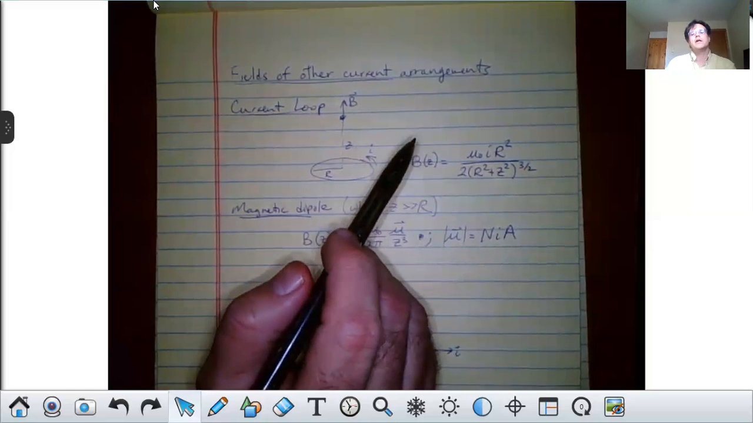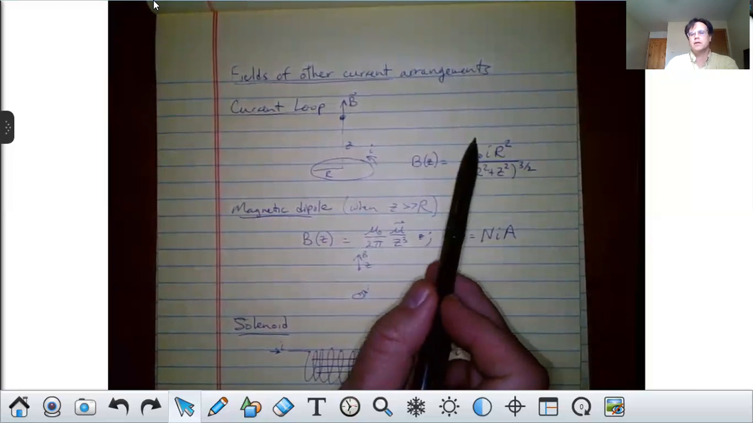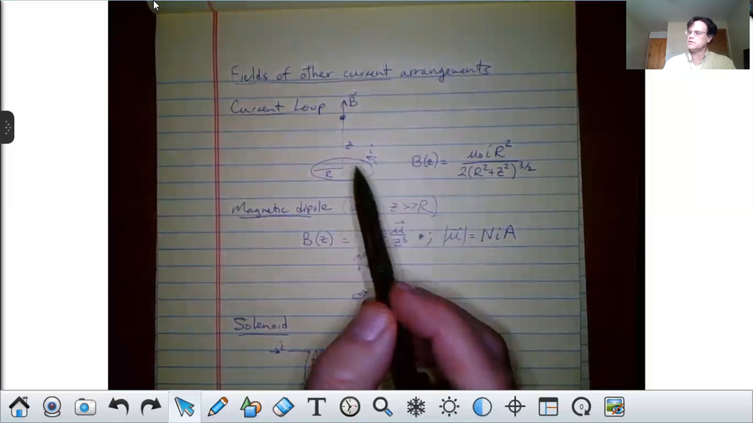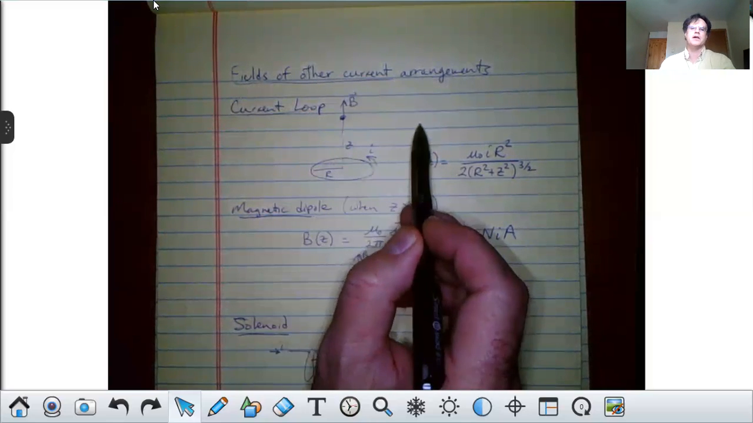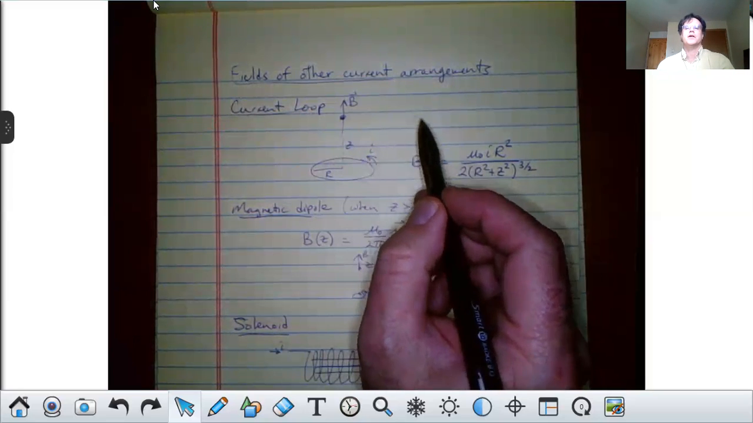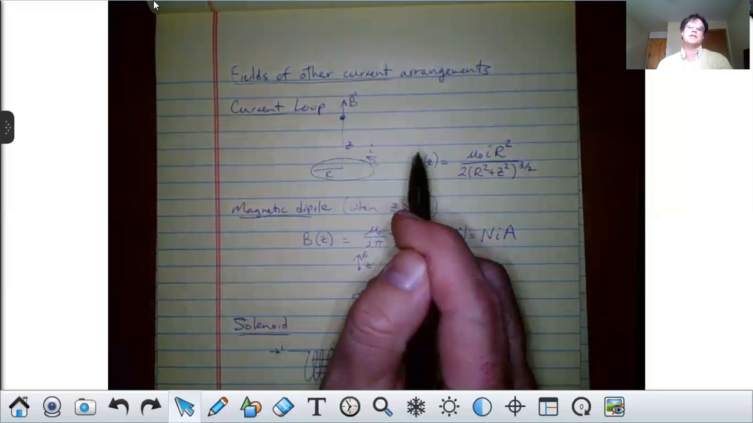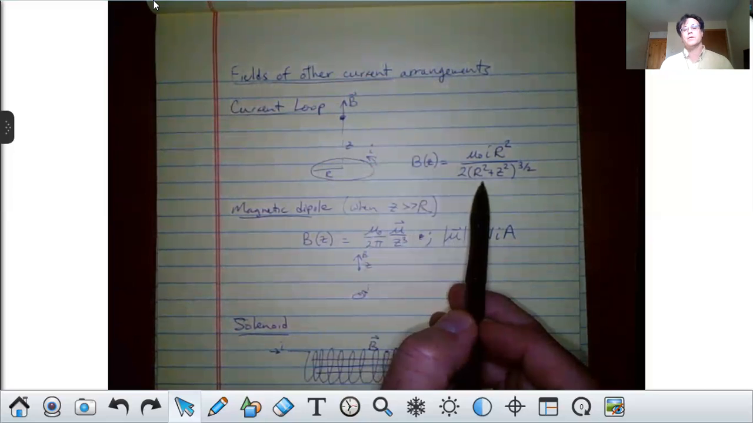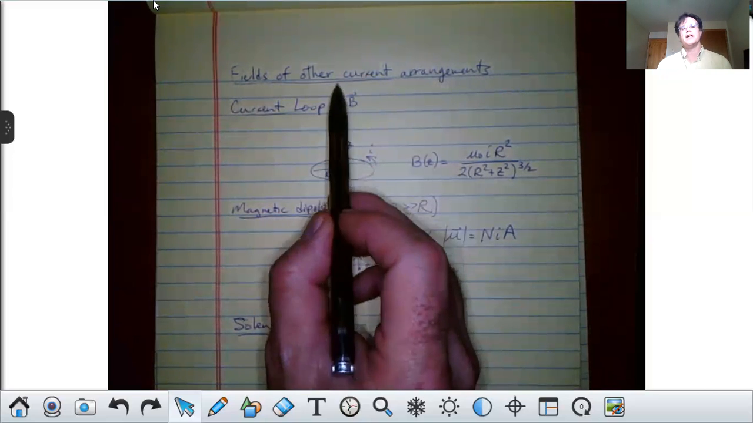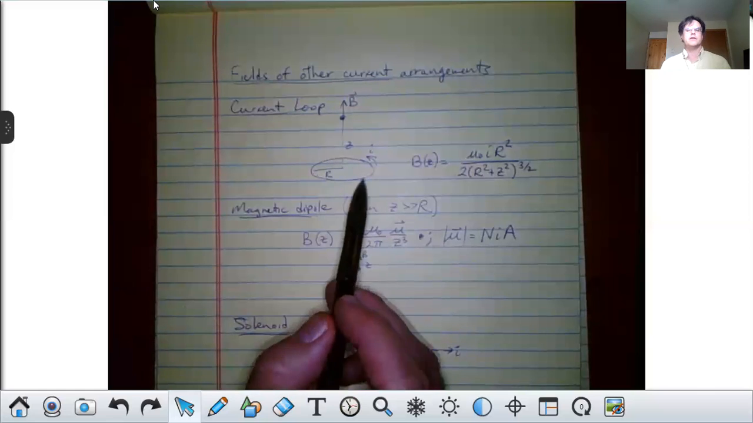But in either case, if you use the Biot-Savart law, you can get the formula for the magnitude of the field. And notice this formula only works along the z-axis, right? It doesn't work over here. In fact, the magnetic field will curve around as you go off of that z-axis. But this is the formula for the field along the z-axis, a distance z above the center of this circular current loop.